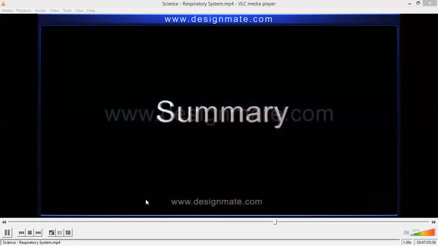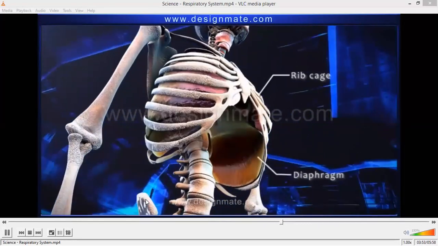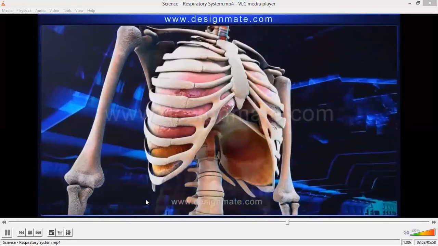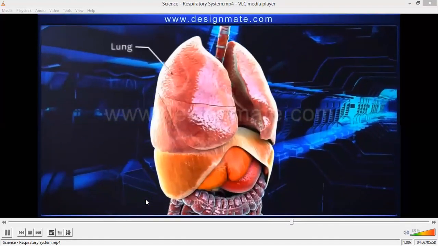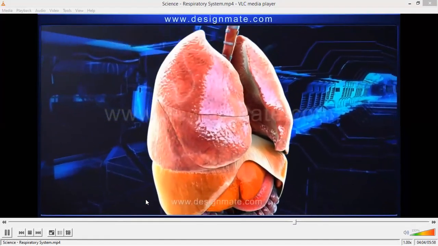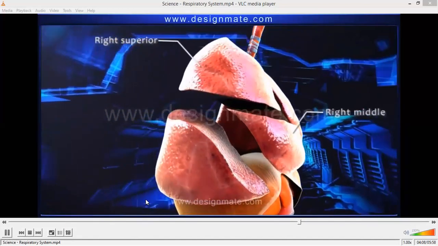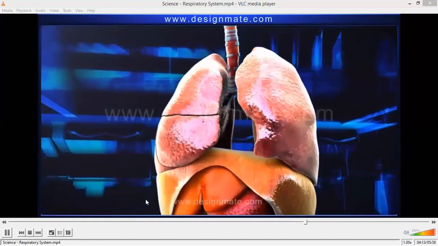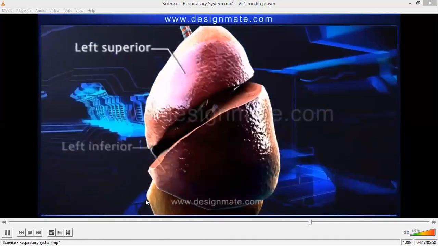Summary. In the thorax region, the rib cage and the diaphragm are observed, which play a vital role in respiration. In the rib cage are the pleural membranes, which enclose the lungs. The right lung consists of three lobes, while the left lung has only two lobes.